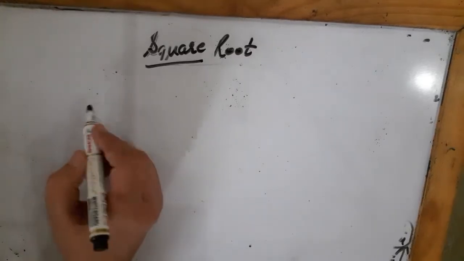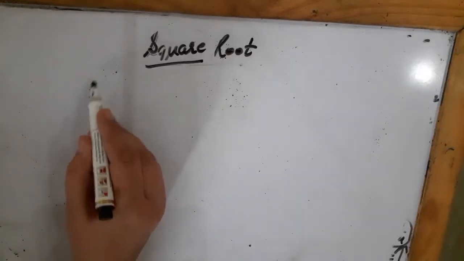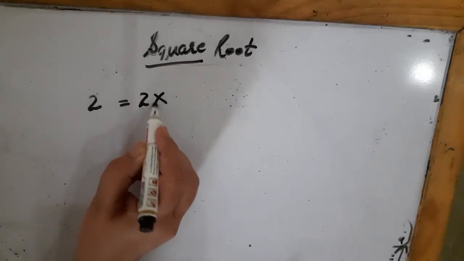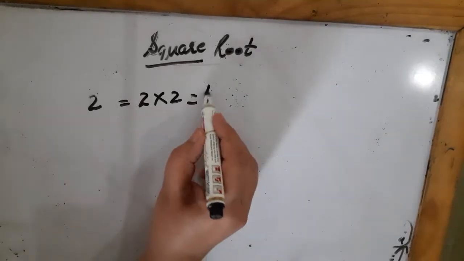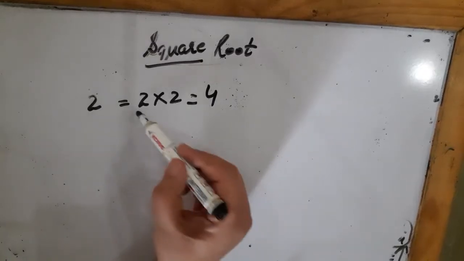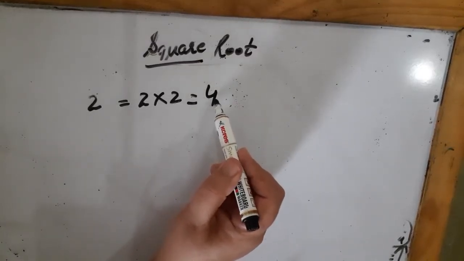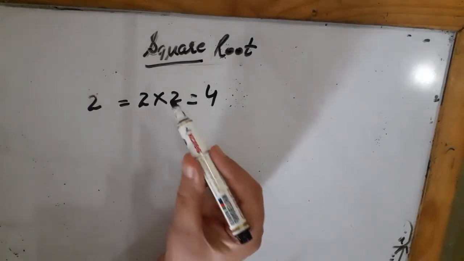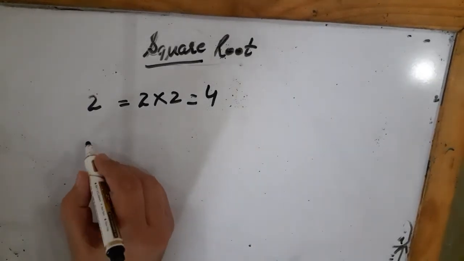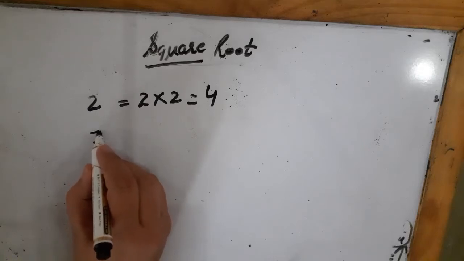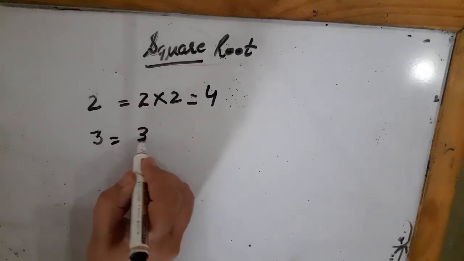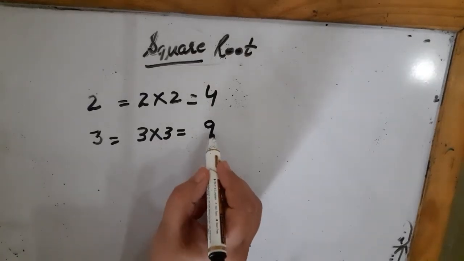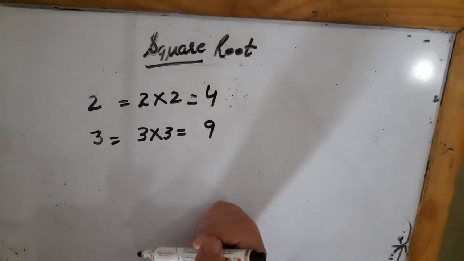Suppose I take the number 2. If I multiply the number with itself, meaning if I multiply 2 with 2, I will get the square of this number 2. So 2 multiplied by itself gives you 4. So I can say that 4 is the square of 2. If I take the example of 3 and find its square, I have to multiply 3 with itself, and you will get 9. So I can say that 9 is the square of 3.